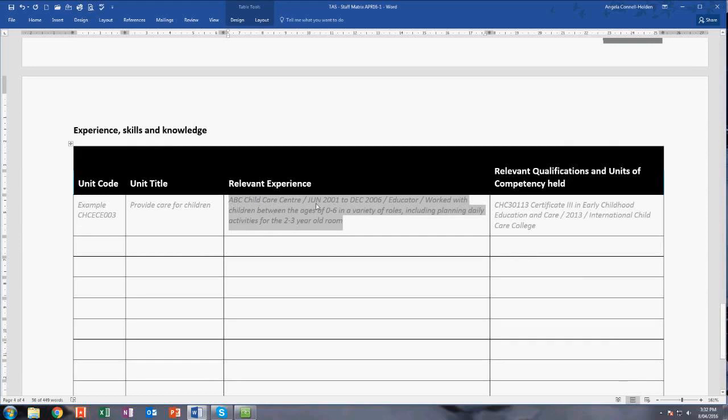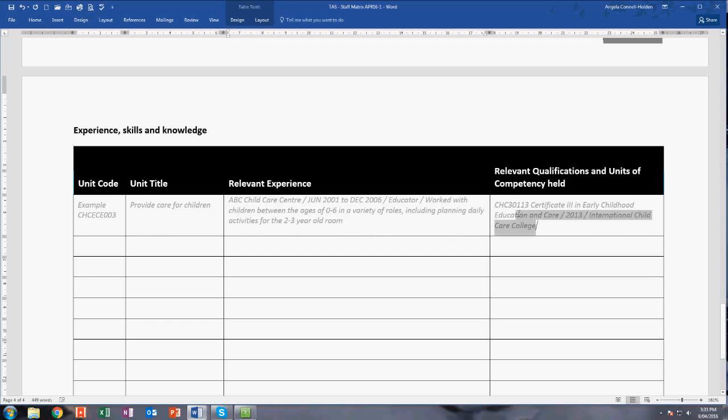So where did they work? How long did they work there for? What was their position? And what type of work did they do there? What were their responsibilities? Now, this is quite brief on here. I would want a lot more information in here, that you actually changed nappies. What was your role in there? Did you supervise other staff members? What did the trainer assessor do within that unit of competency for provide care for children?